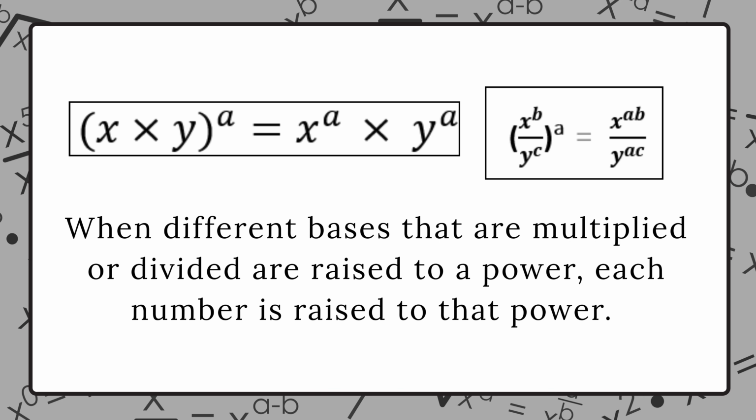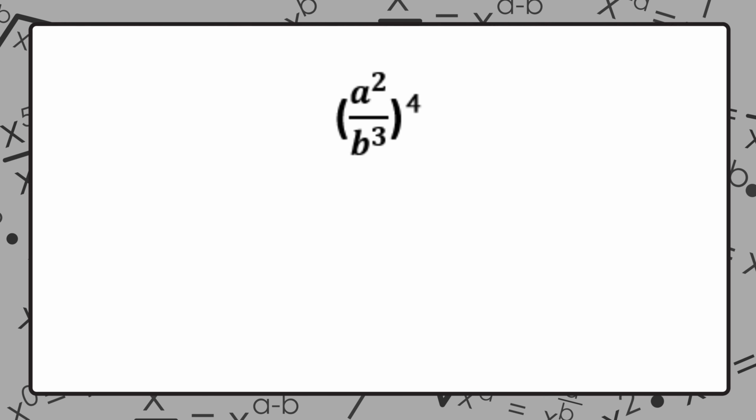In this example, we have x to the power b over or divided by y to the power of c. All of that is in brackets and raised to the power of a. This means that the power applies to both x to the power b and y to the power c. Make sure that you understand how this should be written. In this first example, we're going to multiply the power of 4 to both of the exponents inside the bracket, which we do because the bases are different.